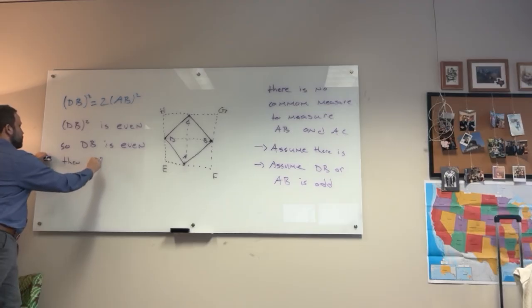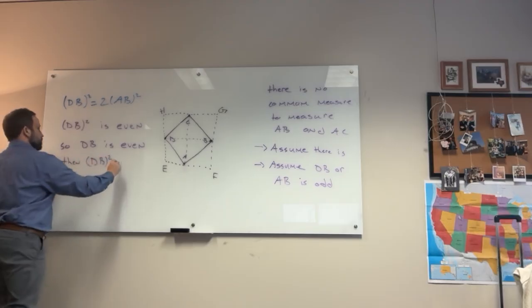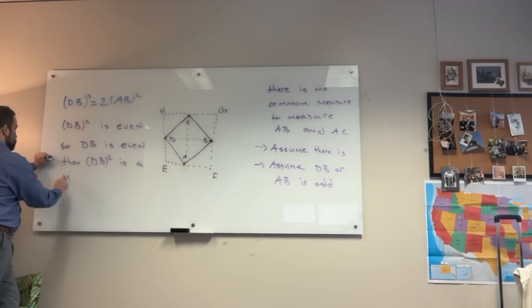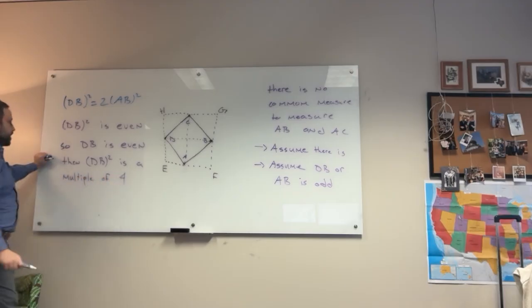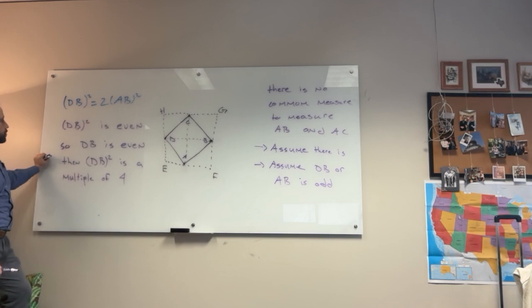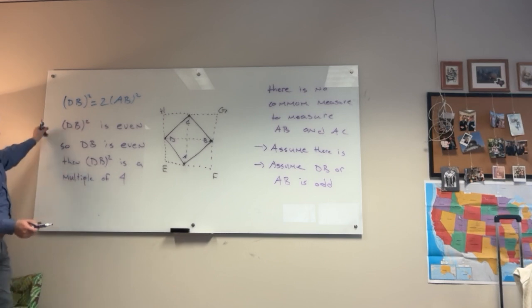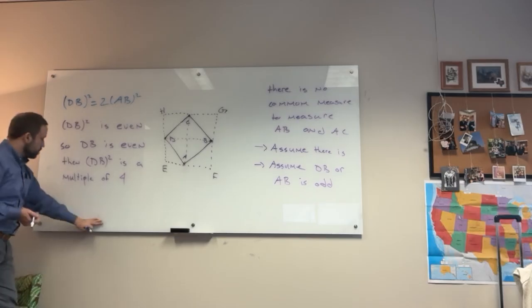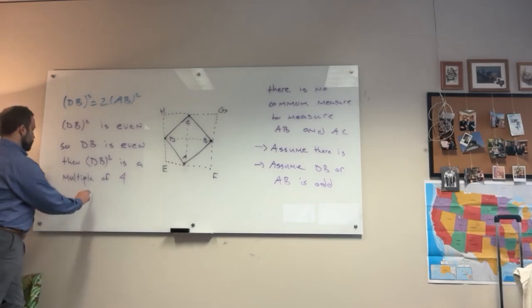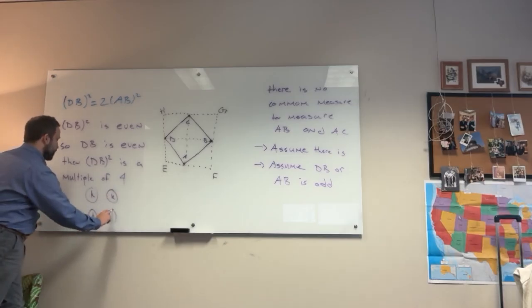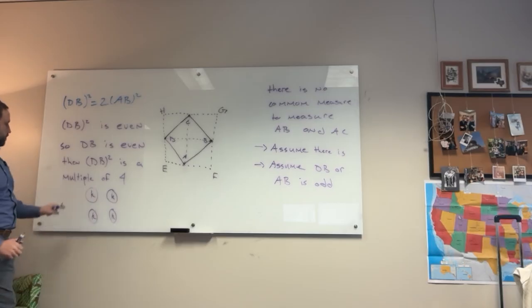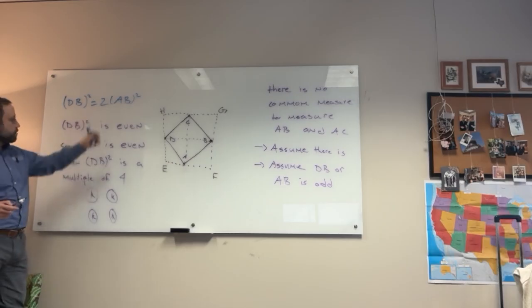If DB is even, then DB squared is a multiple of 4. Okay, well, what does that mean? If DB squared is a multiple of 4, we think about there being 4 different collections of the same size. Let's say K objects, K objects, K objects, K objects. 4 times K is equal to DB squared. DB squared is a multiple of 4. How does that relate to AB squared?